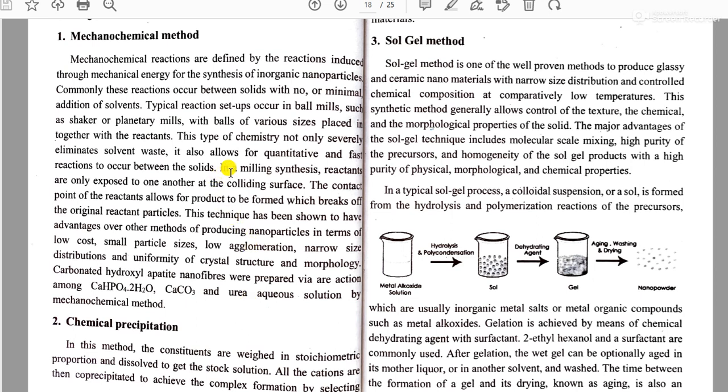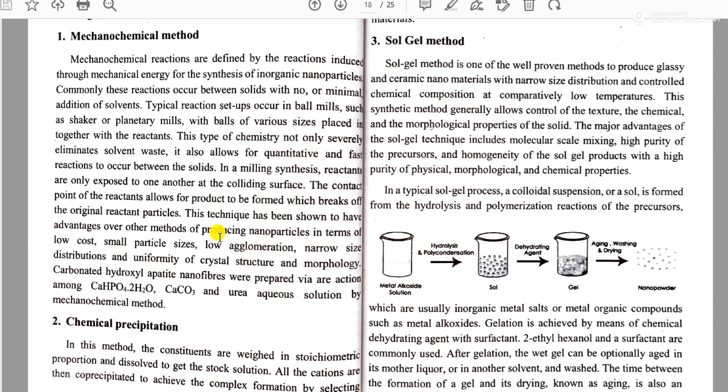So now coming back to the text, in the milling synthesis, reactants are only exposed to one another at the colliding surface, and the contact point of the reactants allows for product to be formed which breaks off the original reactant particles. And this technique has been shown to have advantages over other methods of producing nanoparticles in terms of low cost, small particle sizes, low agglomeration, narrow size distribution, and uniformity of crystal structure and morphology.